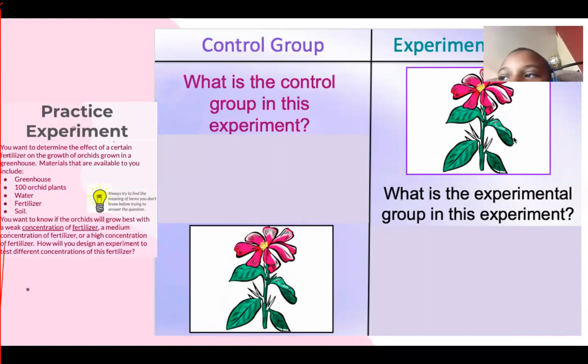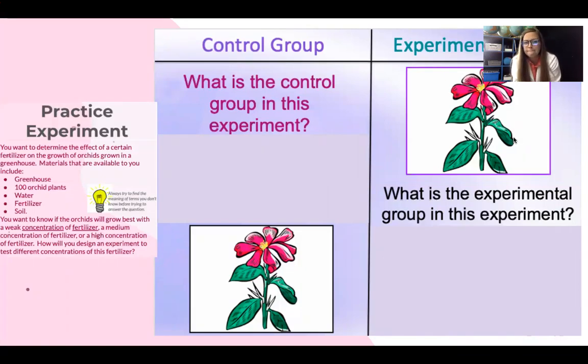What is the group that's not going to change? There's not going to be any changes to it. The control group. But what is the control group? What type of plants are they going to be? What kind of water are they going to receive? If we don't want any changes to happen to the control group, what type of water will they receive?